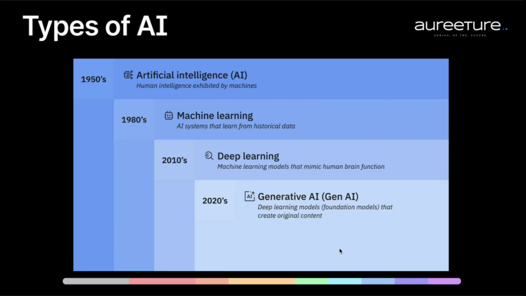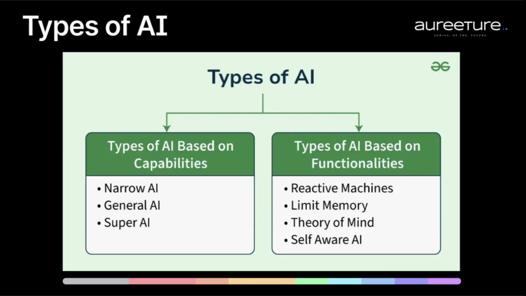Another way is the more formal way. Here we can classify AI on the basis of two things. We can classify it on the basis of capabilities. We have narrow AI, we have general AI, and we have super AI. Any volunteers to say what is narrow AI in today's world, according to what they have seen? Just any random guess would do. Anyone?